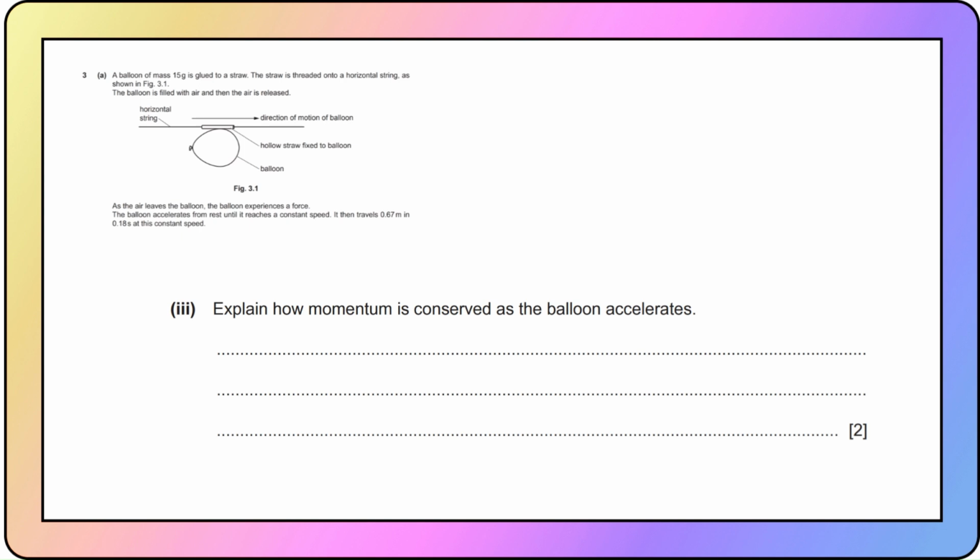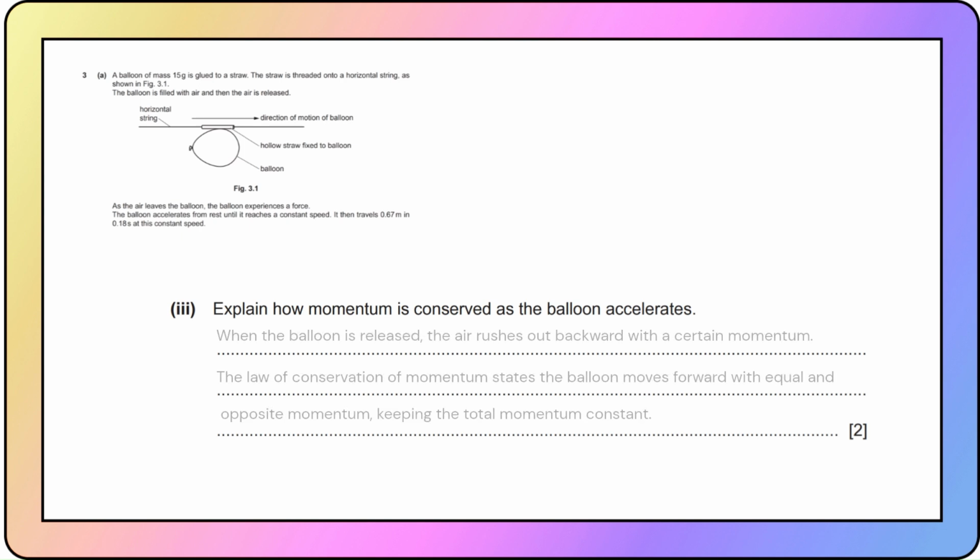Part 3 says to explain how momentum is conserved as the balloon accelerates. When the balloon is released, the air rushes out backward with a certain momentum. The law of conservation of momentum states the balloon moves forward with equal and opposite momentum, keeping the total momentum constant. Make sure you mention the law of conservation of momentum in your answer to gain the second mark.